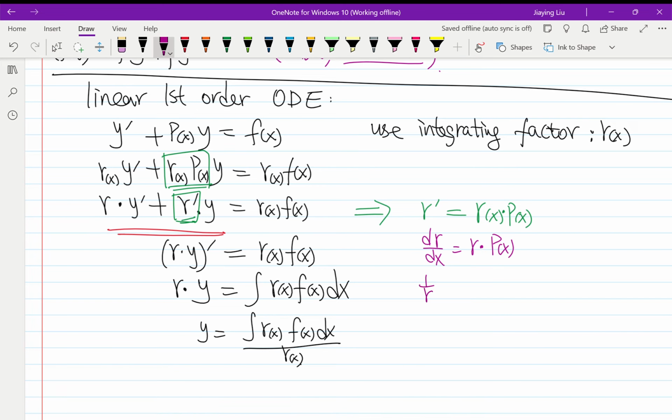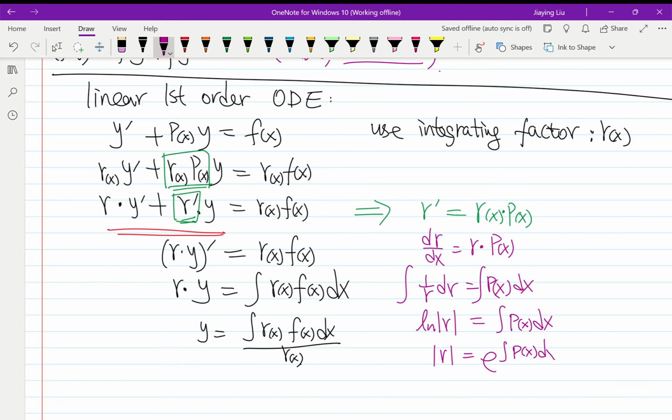So that's 1 over r dr equals p of x dx. Integrate both sides. So we get natural log absolute value of r equals integral p of x dx. Raise to base e, so we get absolute value of r equals e to the power of the integral p of x dx. And if you recall, a base e is going to be positive, so we can actually drop the absolute value sign.